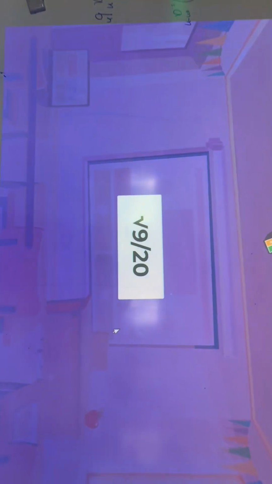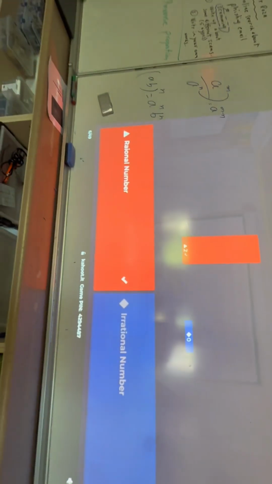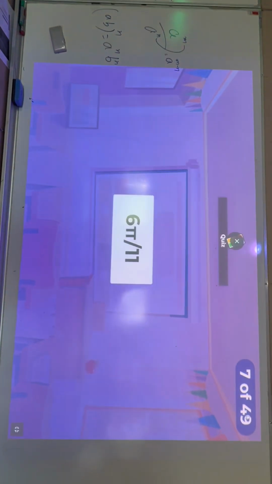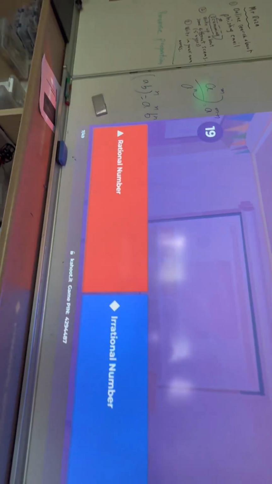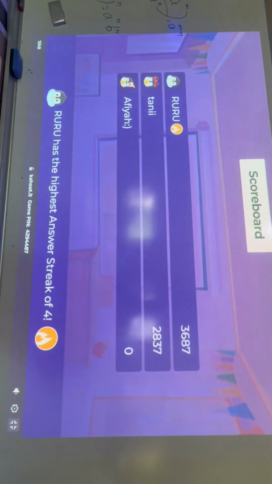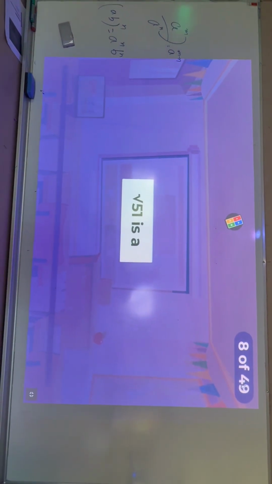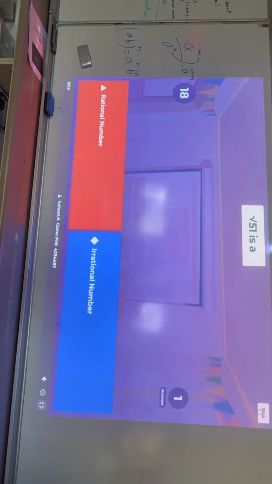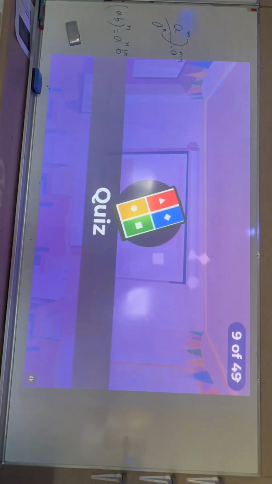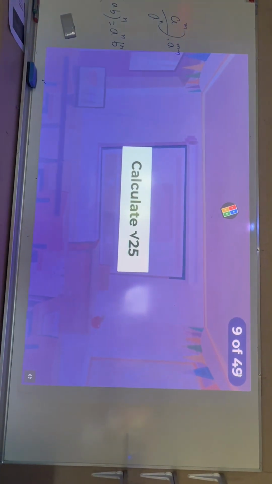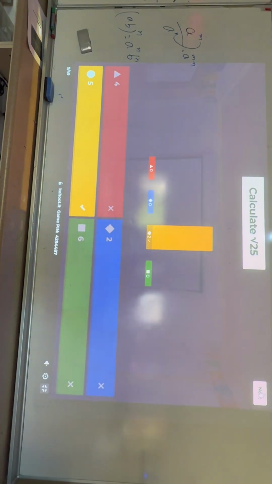Square root 9 over 20 is rational or irrational? Rational number. 6 pi over 11 is a rational number or irrational number? Irrational number. Okay, square root 51 is rational or irrational? Irrational numbers. Calculate square root 25. 5.